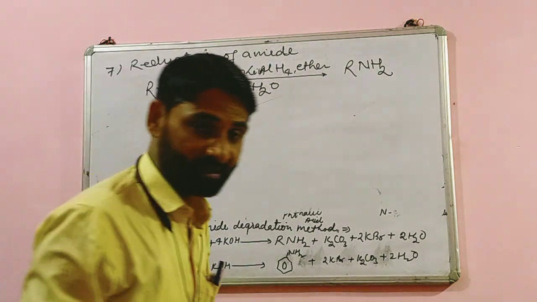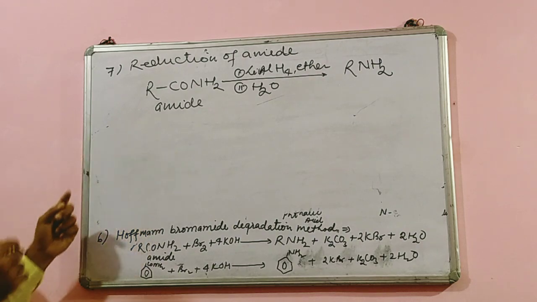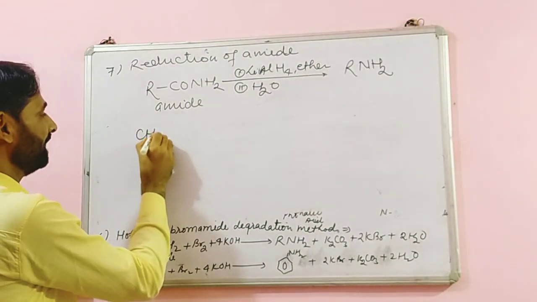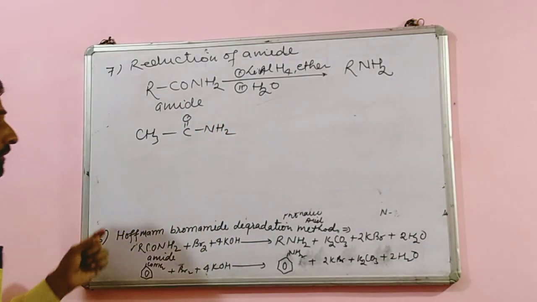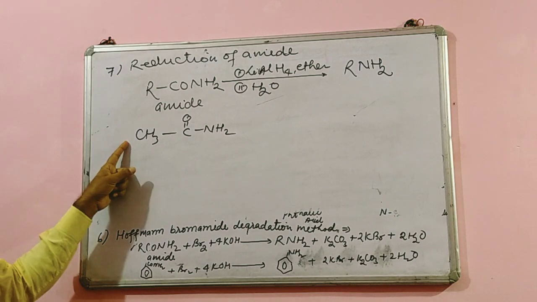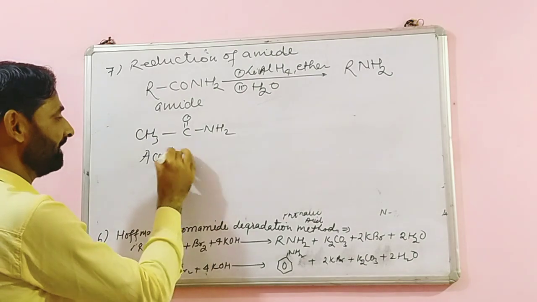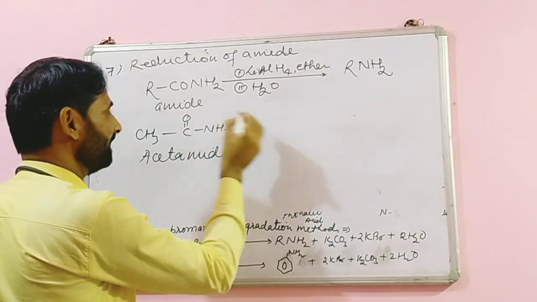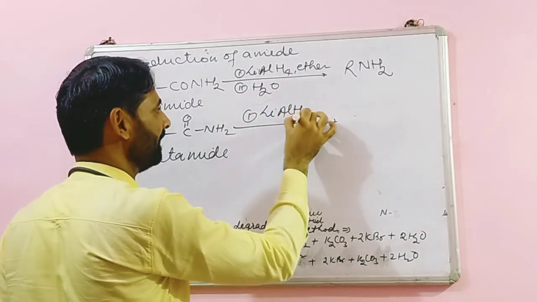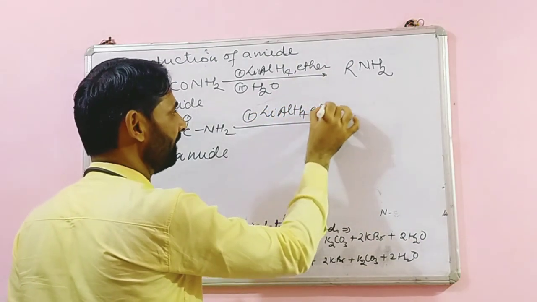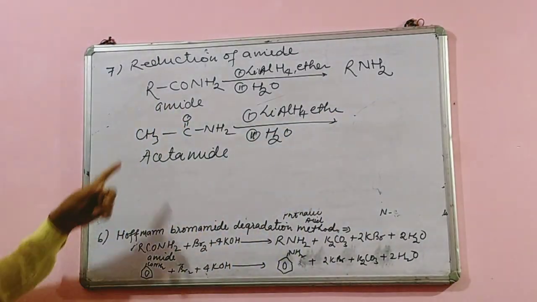Suppose that we take any amide, general formula. Suppose that we write here CH3, C double bond O, NH2. You know how many carbon are there? 2 carbon. So this is the acetamide. If acetamide, same process going on. First lithium aluminium hydride in the presence of ether, then hydrolysis. Then the same kind of product, that is CH3NH2.